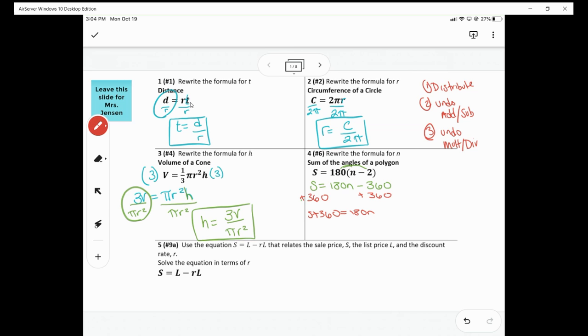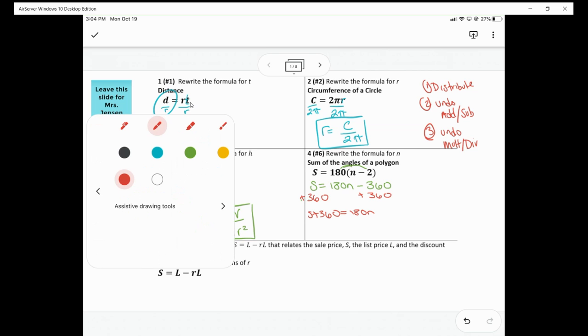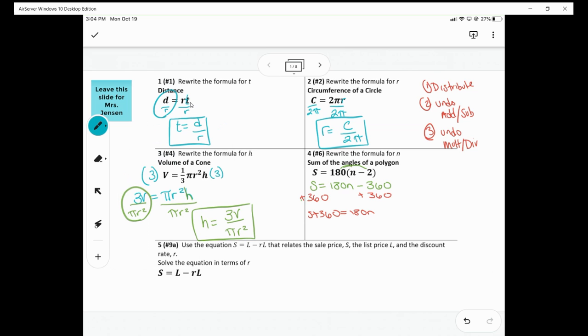S plus 360 is just S plus 360, and that equals 180 times n. Now we want to undo the multiplication. So we want to do the inverse operation of multiplying by 180, which is dividing by 180. And there it is. So n equals S plus 360, all divided by 180.